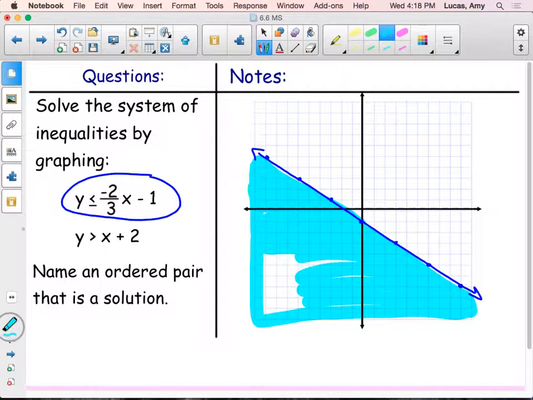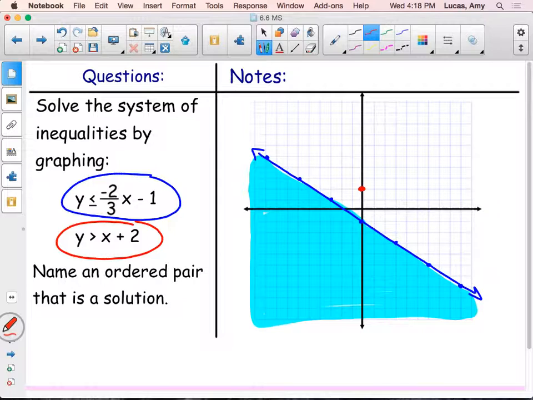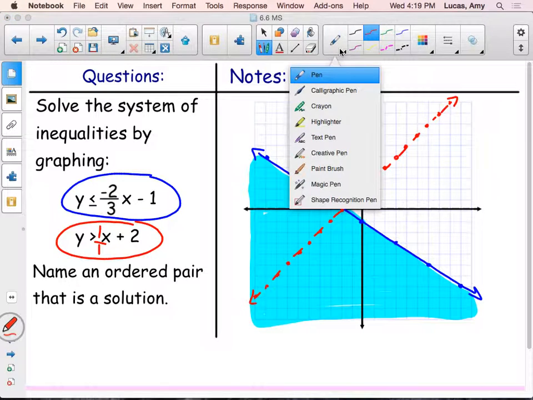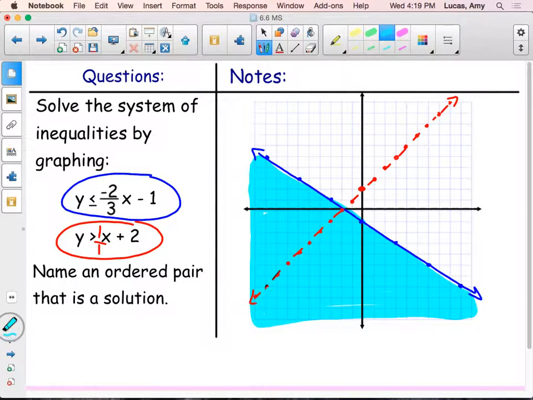Remember, you can shade lightly with your pencil. You don't need to shade dark. You don't have to use highlighters like I am. The second line starts at 2, and this one has a slope of 1. So 1 over 1, and it's a dashed line. And it's greater than, so I need to shade above my line. So above the line would be on this side.